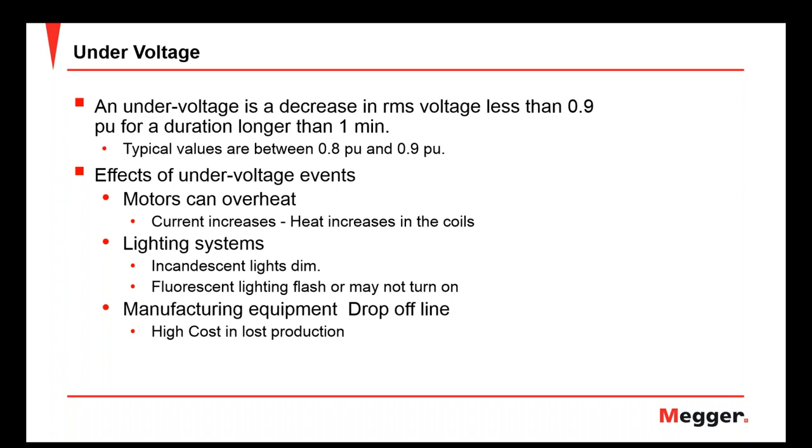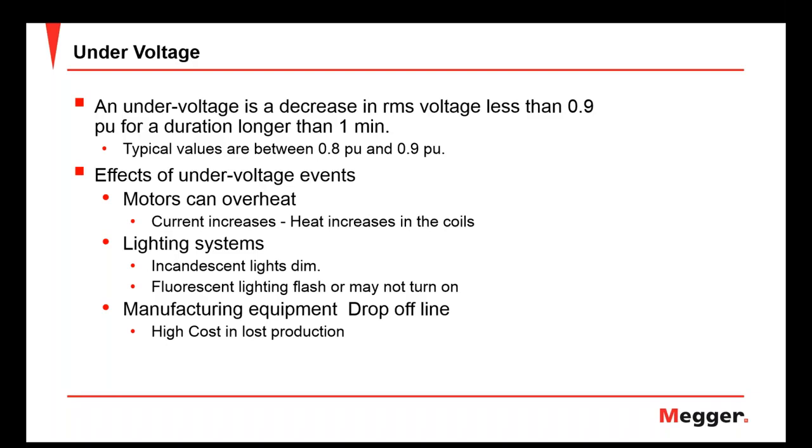Well, when we get undervoltages, the most common effect is heating in motors. Motors require a constant power output. As the voltage drops, they have to increase the amount of current they're drawing. The increased current will increase the heating in the coils. So undervoltages can be detrimental to motors.